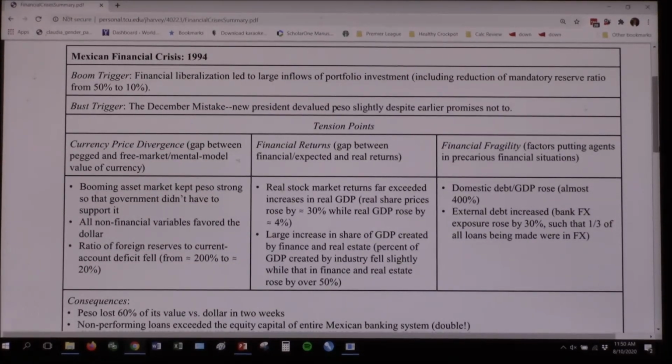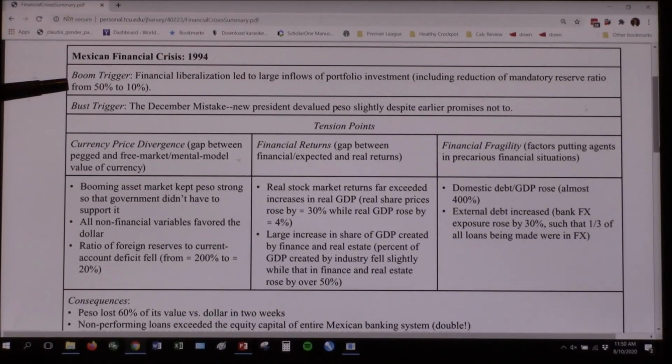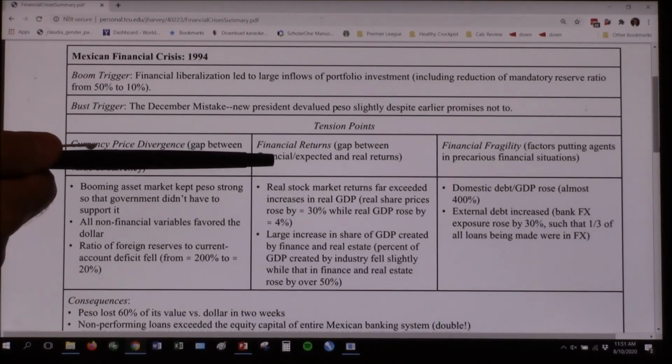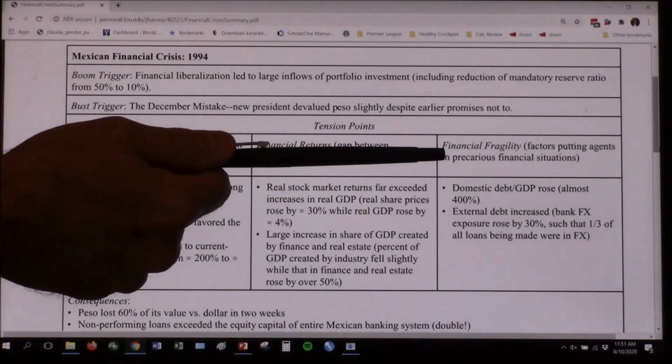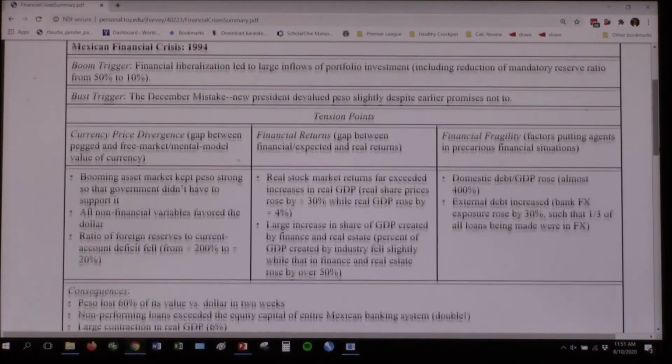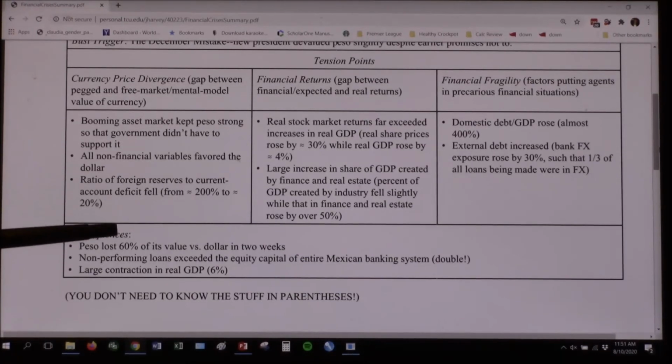So what I did on this was, I had a boom trigger, what caused the big run-up, a bust trigger, what caused the collapse, and then those 3 tension points: currency price divergence, financial returns divergence, and financial fragility. And then at the bottom, okay, what were the final consequences? And those were the things I had on the slides just now.